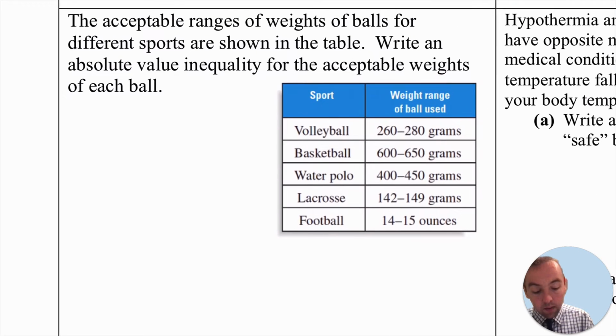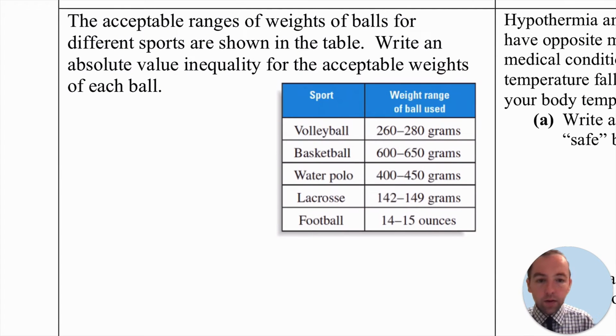Okay, this gives us more than just baseballs, I guess, some other sorts of balls that are used in sports. The acceptable ranges of weights of balls for different sports are shown in the table. Write an absolute value inequality for the acceptable weights of each ball. So if I just take an example like, let's say, a lacrosse ball.